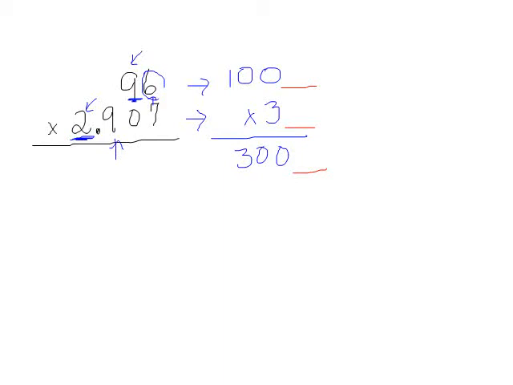Please note one thing. We ended up rounding up. 96 became 100, and 2.907 became 3. So the actual answer would be less than 300. Okay, so when we estimate, we're saying the answer is about 300. But we are going to keep in mind, because we ended up rounding up, that the actual product, if we were to calculate it, which we can do, is actually less than 300. Let's try one final example.